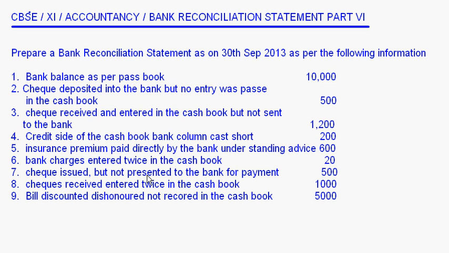Bank charges entered twice in the cash book 20. Checks issued but not presented to the bank for payment 500. Checks received entered twice in the cash book 1000. Bills discounted dishonored not recorded in the cash book 5000. Now we have to prepare a bank reconciliation statement here. First of all, let's make the format of the bank reconciliation statement.